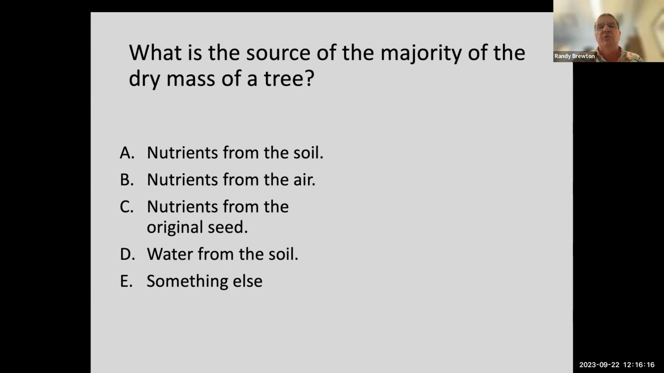What's the source of the majority of the dry mass of a tree? Is it nutrients from the soil, nutrients from the air, nutrients from the original seed, water from the soil, or something else? This is something that, no kidding, botanists took forever trying to figure out. Where does the mass of a tree come from? And the reality is it's nutrients from the air. It's mostly the CO2. That's most of the dry mass of the tree.